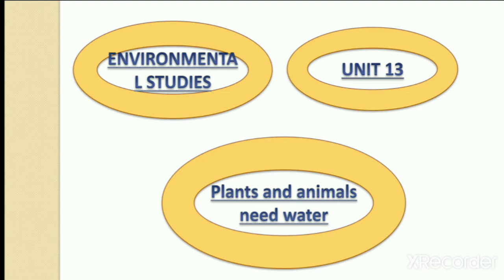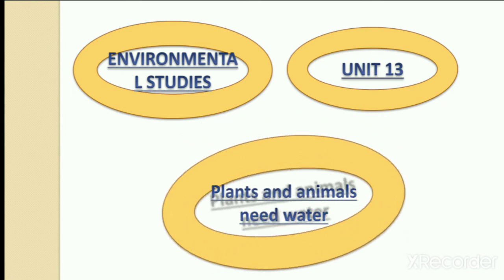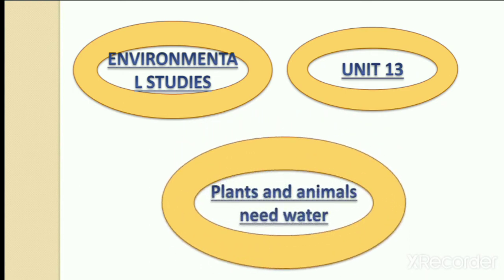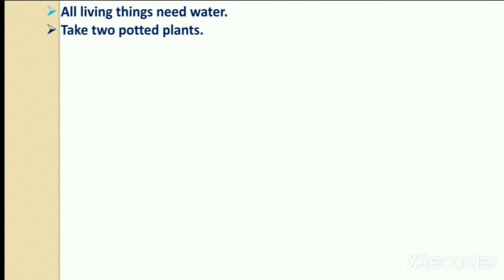In this unit we are starting unit number 13, and the name of this unit is Plants and Animals' Need of Water. So let's start from our first point. First one is: all living things need water. Human beings, birds, animals, etc. They all need water.